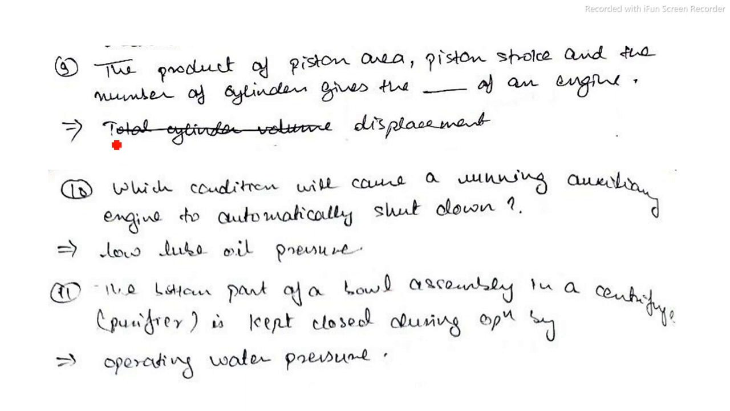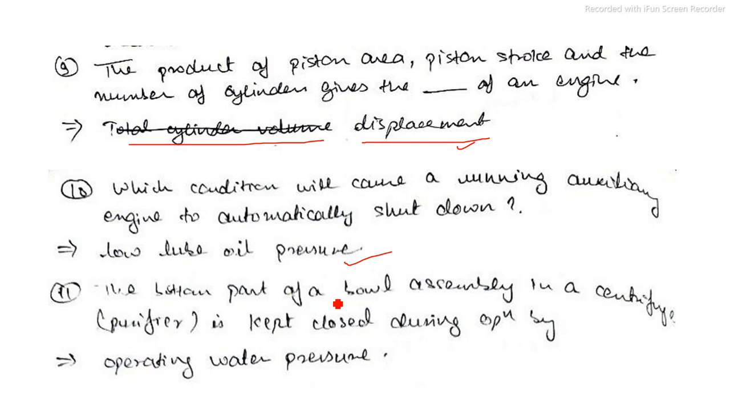The next is the product of piston area, piston stroke, and the number of cylinders gives the displacement of an engine. So many people might make a mistake here, like choosing the total cylinder volume or some other thing. So just pay attention, this is the displacement. Then which condition will cause a running auxiliary engine to automatically shut down? It is the low lube oil pressure which will automatically shut down the running auxiliary engine.